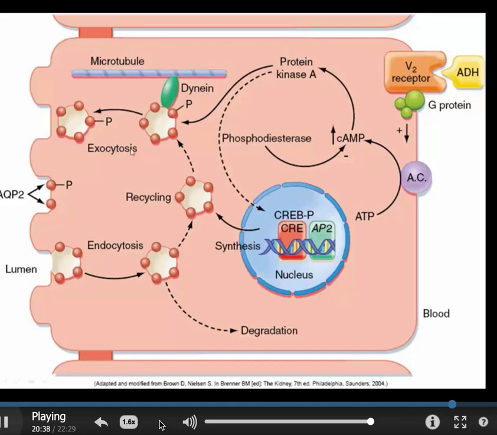When antidiuretic hormone levels are reduced, we see endocytosis of these aquaporins, which were sitting in the membrane. These move back into vesicles where they're stored in the cytoplasm and later recycled when stimulated with additional ADH, or in some cases, they are degraded.